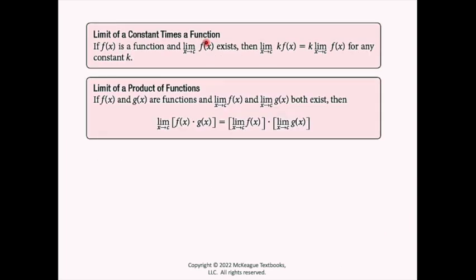This property says that if I have a function that's being multiplied by some constant, and I try to take the limit, as long as the limit exists for the function f of x, I can take that constant out and find the limit of f of x and then multiply by k. For a product of functions, same idea. As long as the individual functions have limits at the point that we're approaching for x, then we can find the limit of each separately and multiply them together.